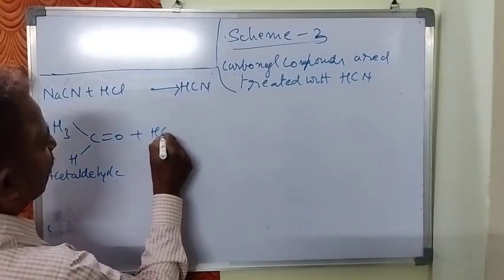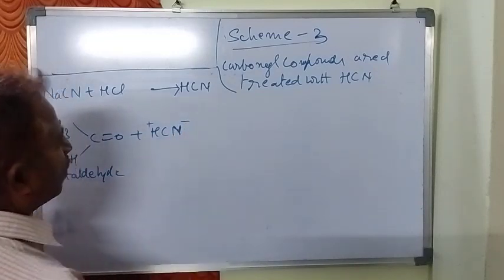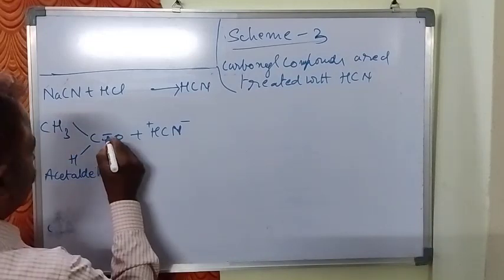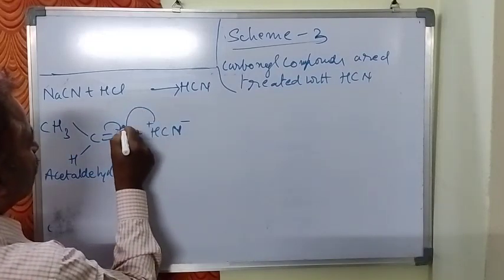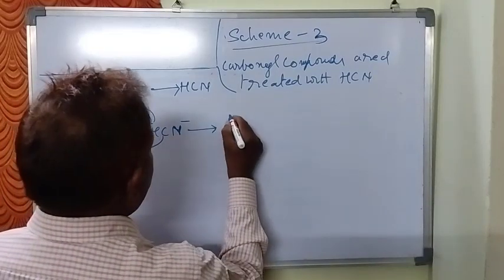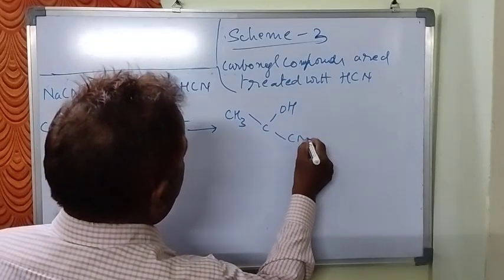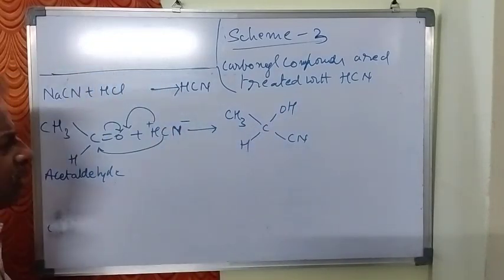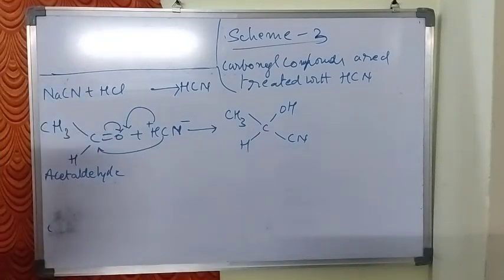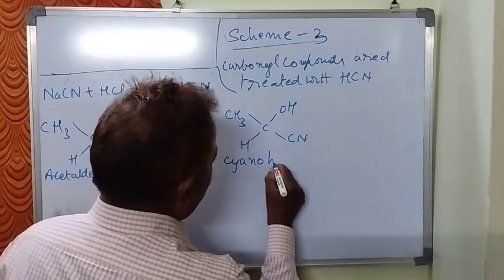Plus HCN. So here in the HCN, hydrogen has a partially positive charge, and CN, cyanide, has a partially negative charge. So this bond shifts here. Therefore, this hydrogen attacks here and this cyanide attacks here. Therefore, what do we get here? This is CH3CH(OH)CN. What is this? Cyanohydrin. If the hydroxy group and cyanide group are present on the same carbon atom, we call it a cyanohydrin.